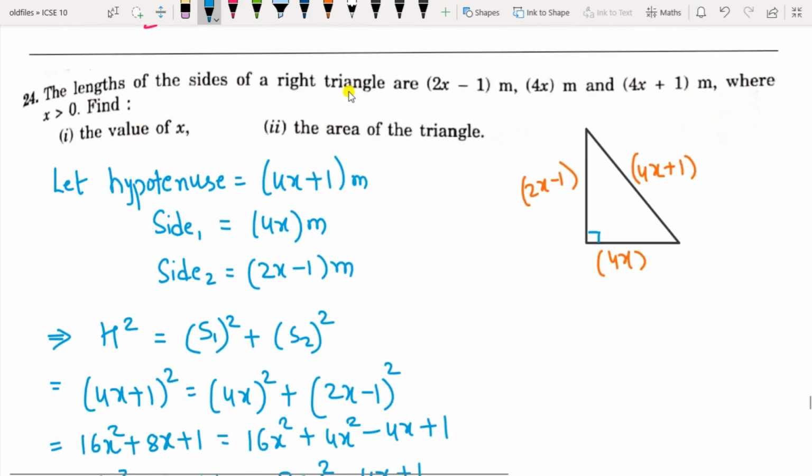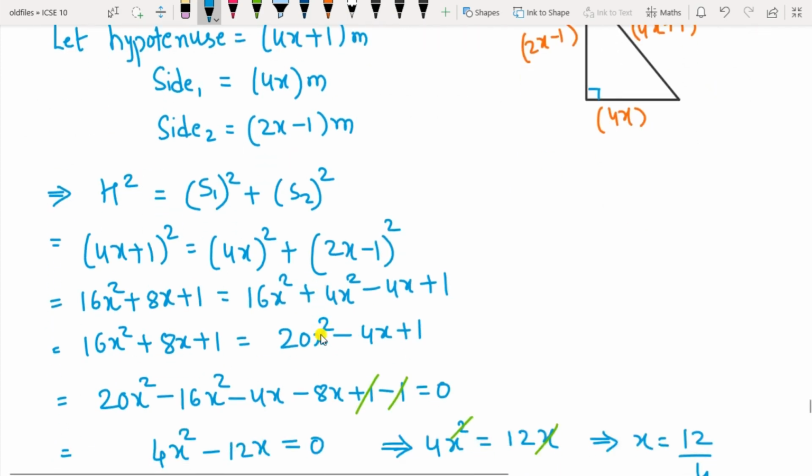The lengths of sides of a right triangle are 2x minus 1, 4x and 4x plus 1. Now here they are not specified that this is hypotenuse and this is side 1 or side 2. So any number you can write, any equation you can write for any length. So for hypotenuse I have taken 4x plus 1, for side 1 as 4x and for side 2 as 2x minus 1 here. Apply the Pythagoras equation.